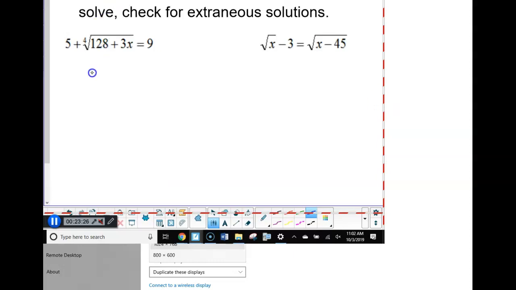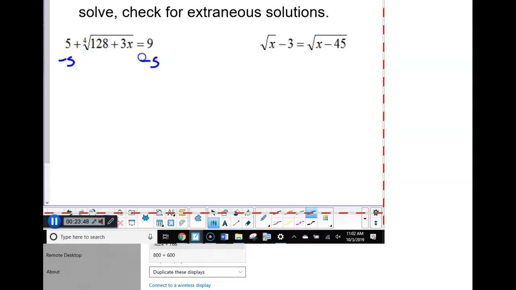Solve and check for extraneous solutions. What do we do first? You don't have these? Oh, okay. Well, here they are. What do we do first?